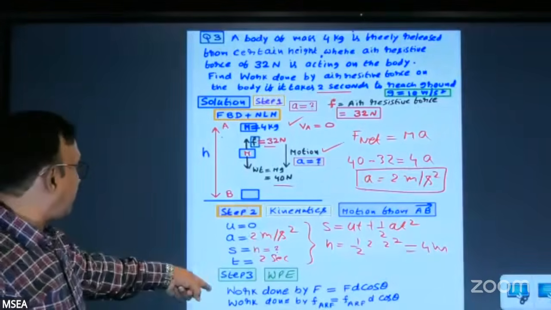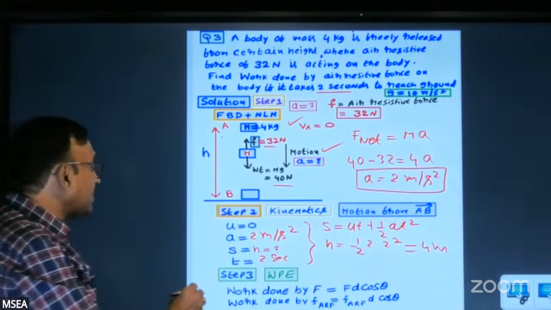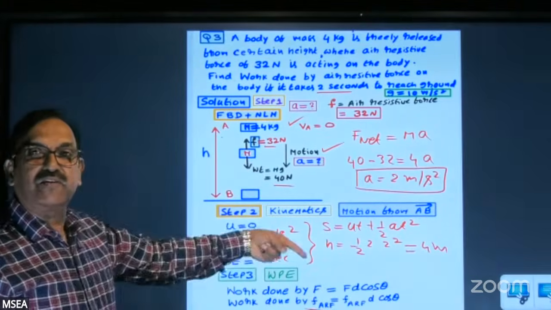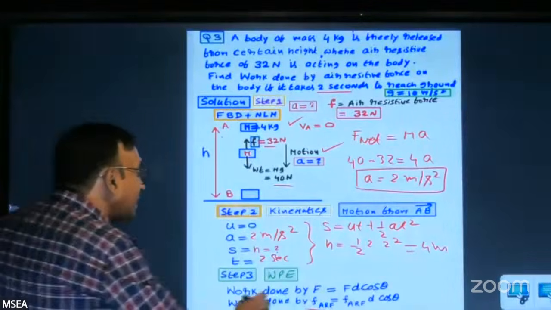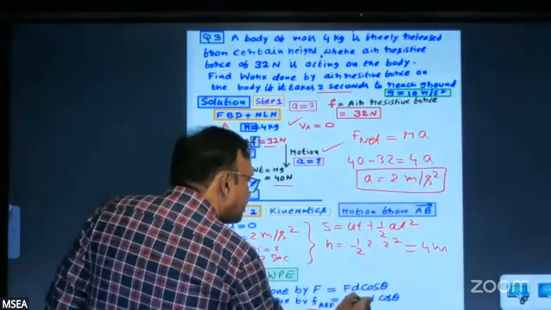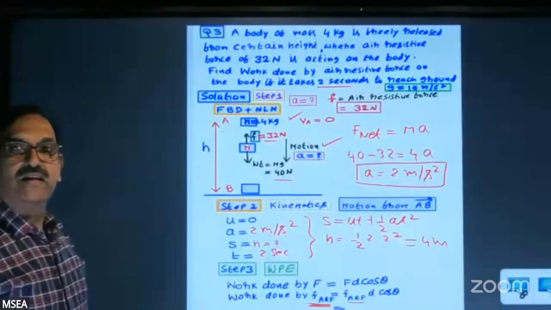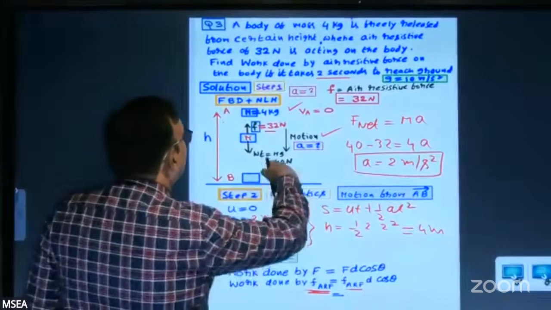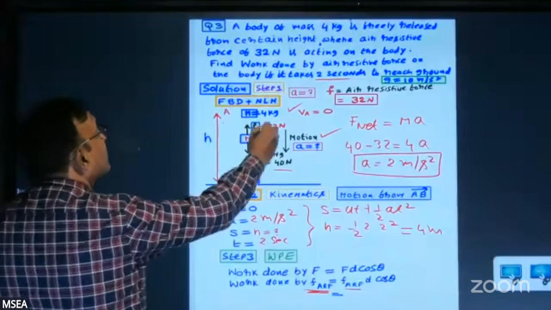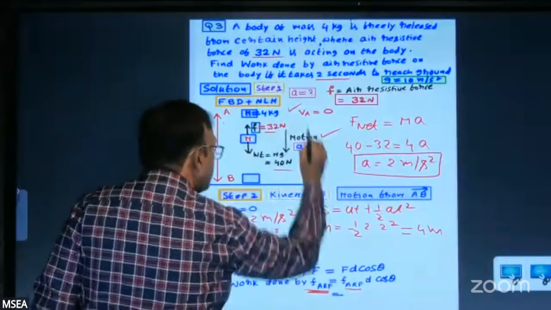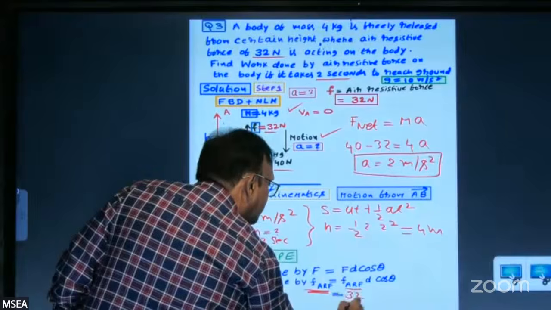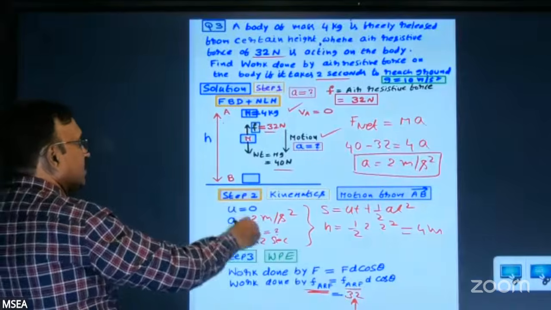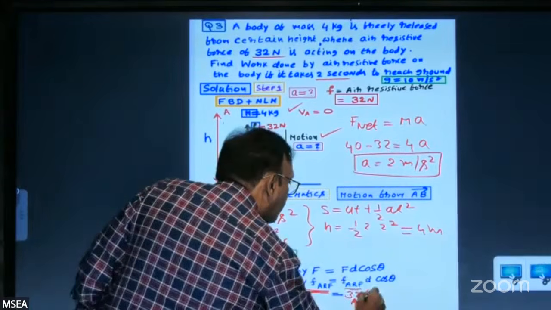Now comes the concluding point. I want to know the work done specifically by the air resistance force. Work done by any force F is F d cos theta, as we have seen. Work done by the air resistance force means air resistance force into displacement into cos theta. Now you need to be slightly careful, my dear students. What is the air resistance force? The air resistance force is given as 32 newtons. Air resistance force is 32, it is acting up. What is the displacement of the body? The displacement of the body happens to be 4 meters.